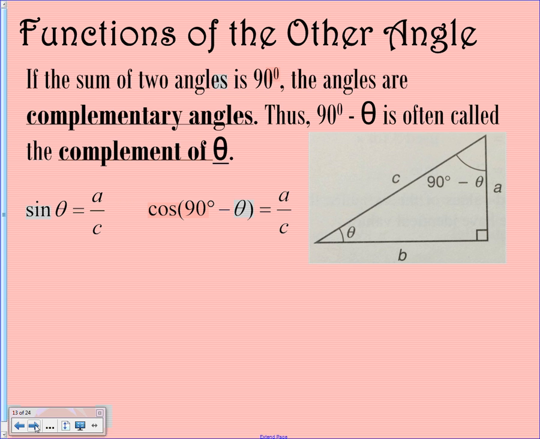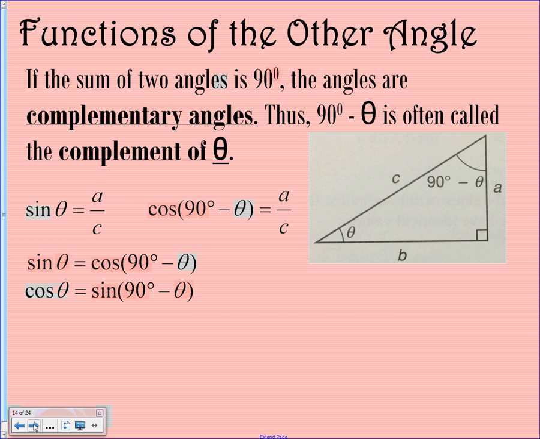I'll show you something. The sine of 30 equals the cosine of 90 minus 30, which is the sine of 30 equals the cosine of 60. I don't know if you've noticed that, but that's always going to be true. The sine of theta equals cosine of 90 minus theta. Likewise, the cosine of theta equals the sine of 90 minus theta.